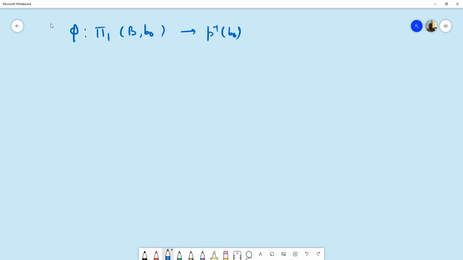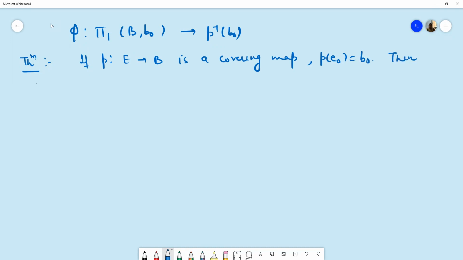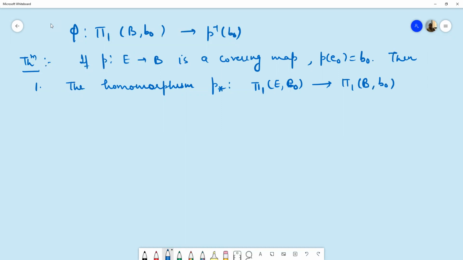And this result says that if P is a covering map from E to B, which maps point e0 to b0, then first of all, the homomorphism which is induced by the mapping P, that is the homomorphism P star from the fundamental group of E with respect to e0 to the fundamental group of B with respect to b0, is a monomorphism.